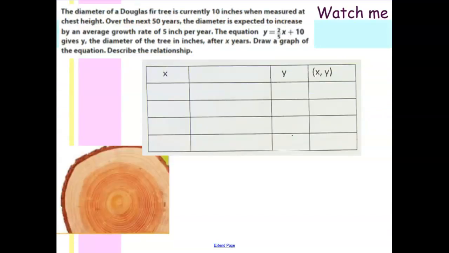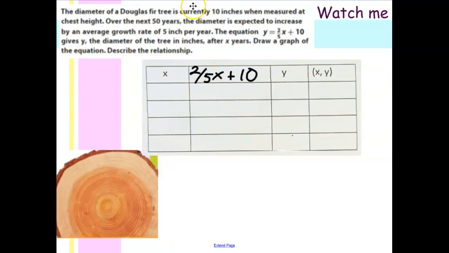We're basically going to do the same thing. We're going to make an XY table, and then we're just going to turn around and plot those points. We're going to choose some x's that make sense with the situation. So this is a funkier equation. This is 2/5 x plus 10. So I want a number that whatever x is going to be, I want to be able to times it by 2 and divide it by 5 and have it be a nice, pretty number.